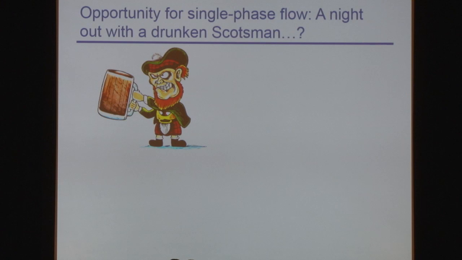So what can we do? We can have a night out with a drunken Scotsman. The reason why I quote the drunken Scotsman is that a classical random walk is typically explained by a drunken sailor who stumbles home from the bar and randomly steps to the left, to the right, to the front, to the back. I've lived in Scotland for 10 years, and the Scottish people, they like to drink, but they behave slightly differently.